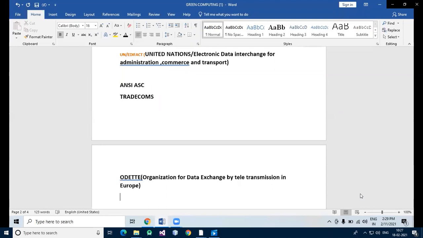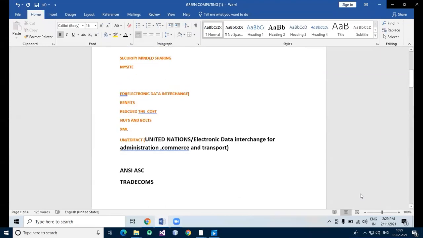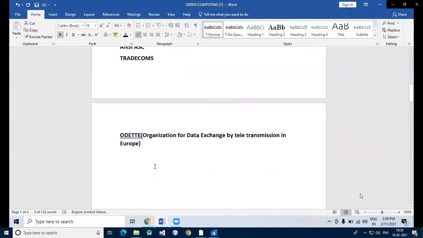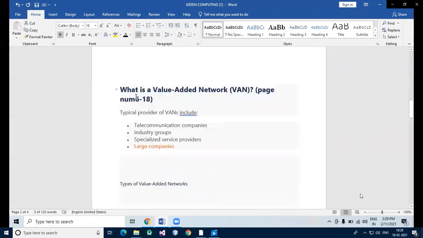So this is about the goods, and this comes under this point. Then the next point is, what is the value added network? Okay, so the next point is, what is the value added network here?